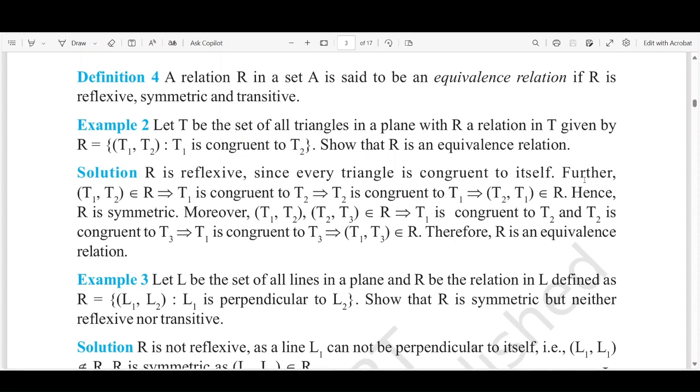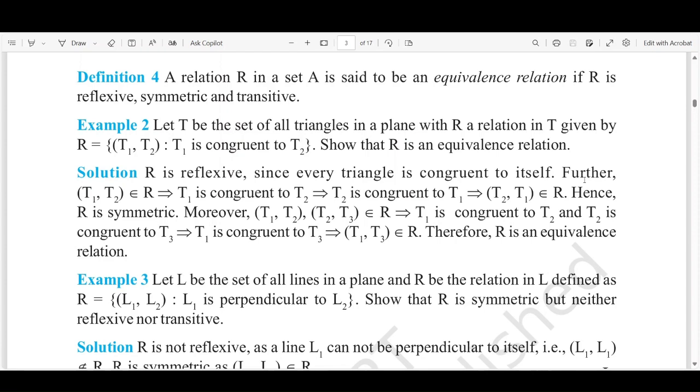Now, if you consider two triangles T1 and T2 such that T1 is congruent to T2, now we have to find whether T2 is congruent to T1. Since T1 is congruent to T2, we know that the sides and the angles of both the triangles are equal. Therefore, we can say T2 is congruent to T1. Therefore, the ordered pair T2, T1 belongs to the relation R. Thus, R is symmetric.